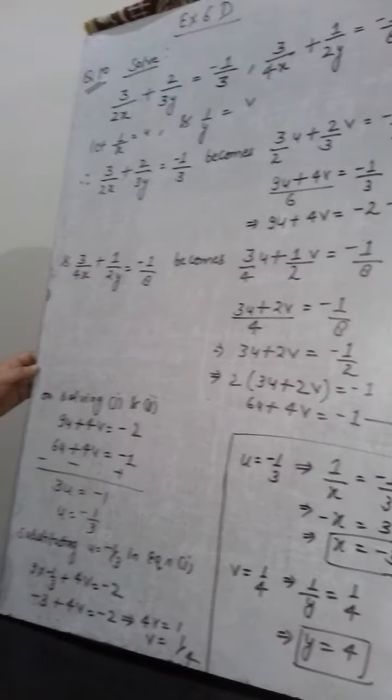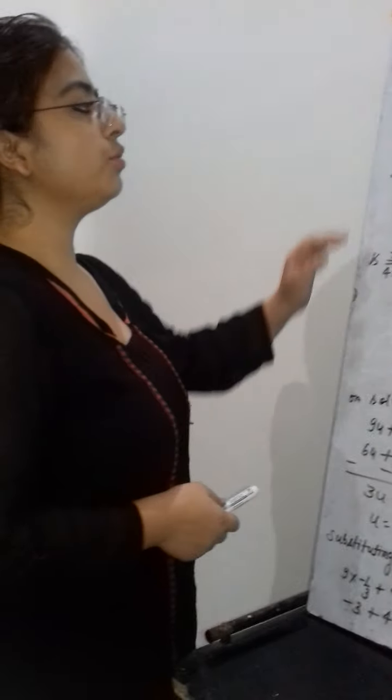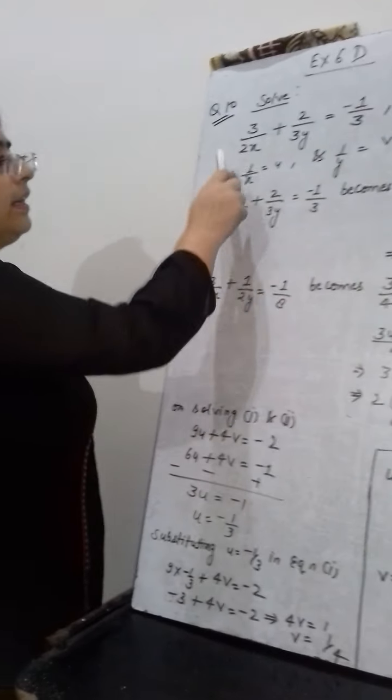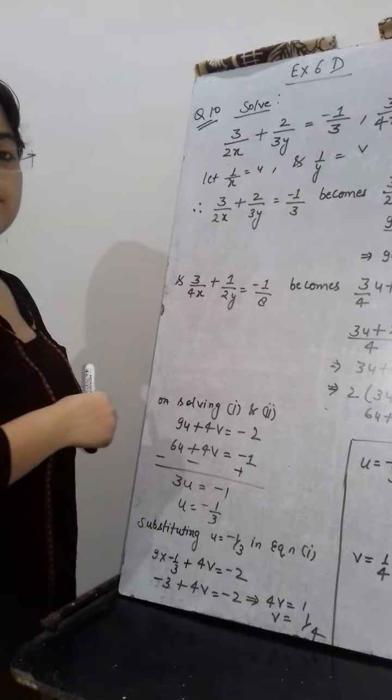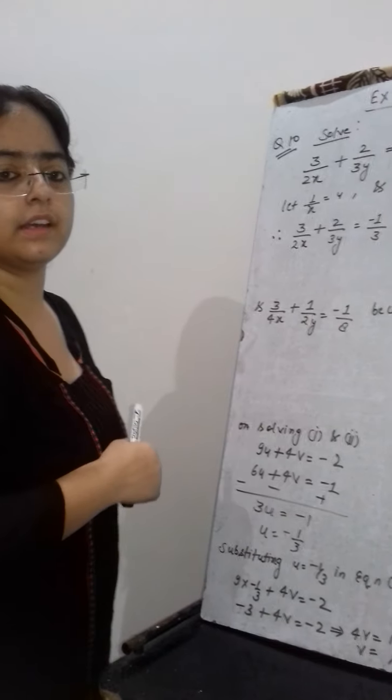So in this way we can do this question, or if you want to do this directly, you can directly do it by multiplying by a suitable number in both the equations and then cancelling the equal term.